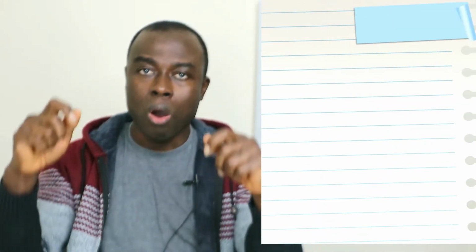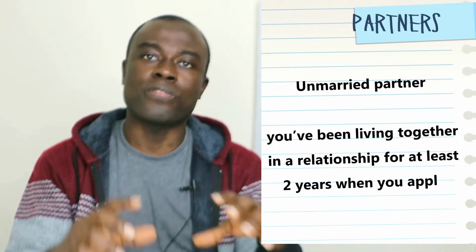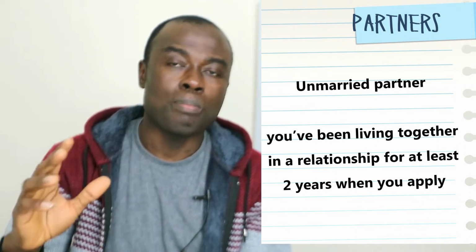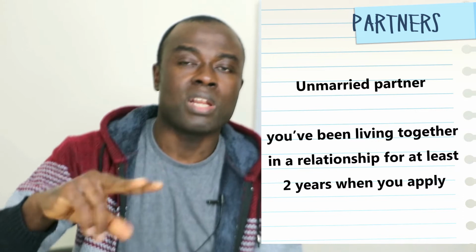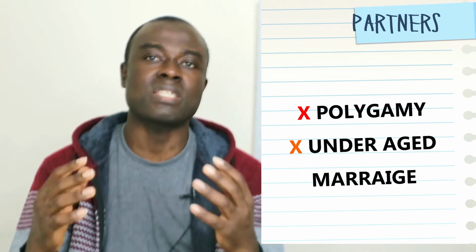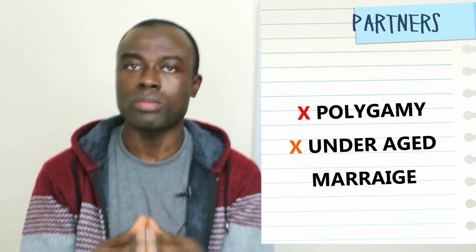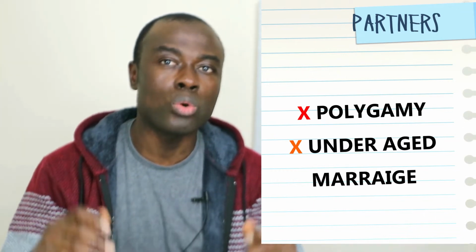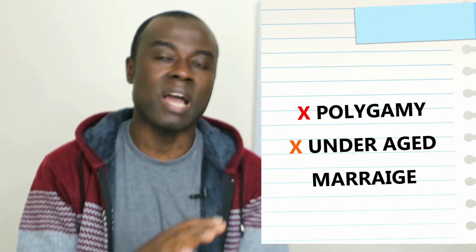And with regards to the unmarried partner, for the purposes of the UK Tier 2 dependent visa, you should be together with the person for at least 2 years for the person to be regarded as your unmarried partner. Now, let me remind you, the UK does not recognize polygamy. So if you have a second, a third, or a fourth wife, the person cannot be your dependent in the UK. Also, the UK doesn't recognize marrying somebody who is underage. So if you are married to someone who is underage in your home country, you can't bring the person to the UK as your dependent.